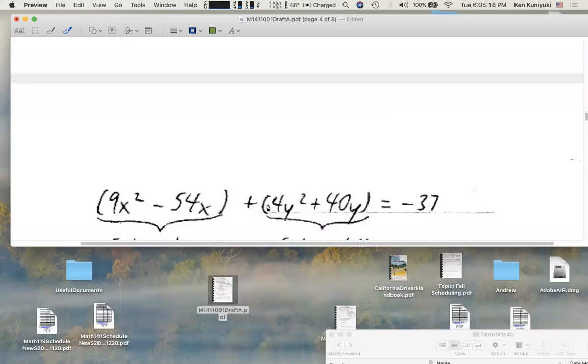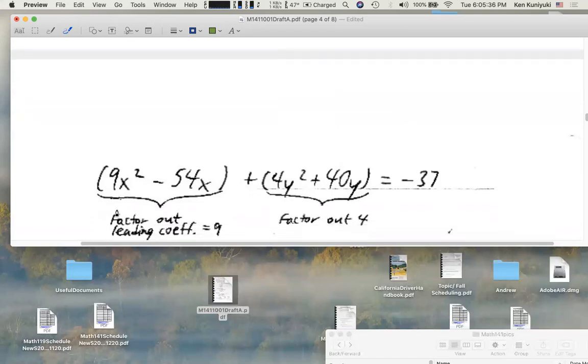And then for each of these groups, we factor out the leading coefficient. Now, even if this were like a negative 55, or if this were like a plus 39 or plus 41, even if we end up with fractions inside here, you always factor out the leading coefficients. You have no choice. So here, you factor out a 9 from this group, even if that leaves an ugly fraction in here. And from here, you factor out a 4. Again, even if that leaves an ugly fraction in here. In this case, we don't leave ugly fractions.